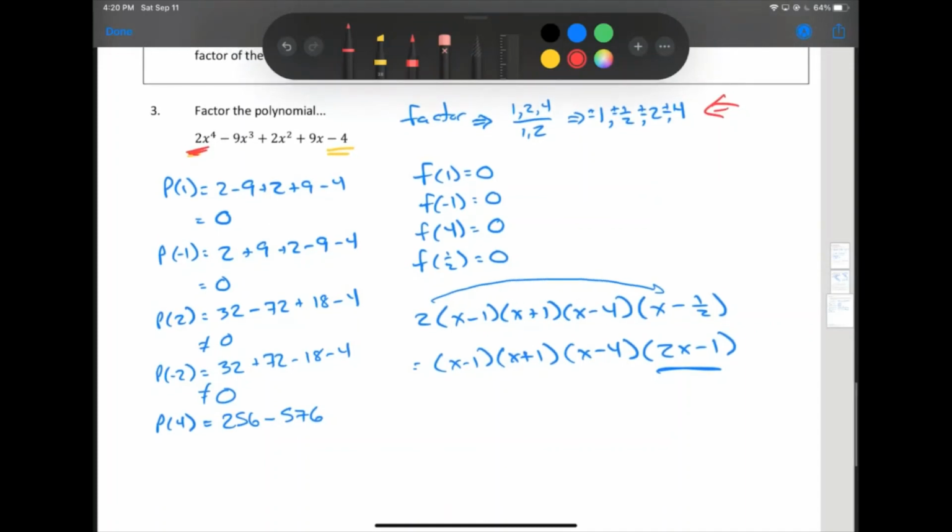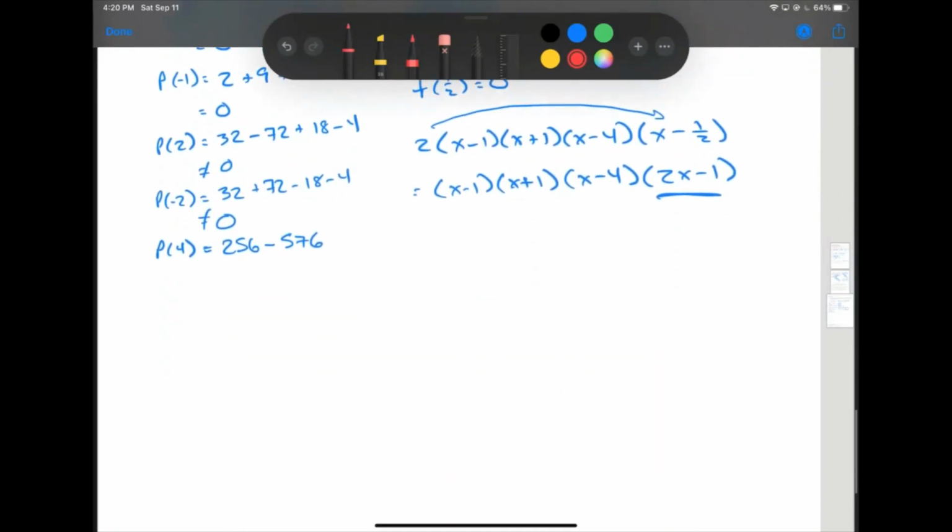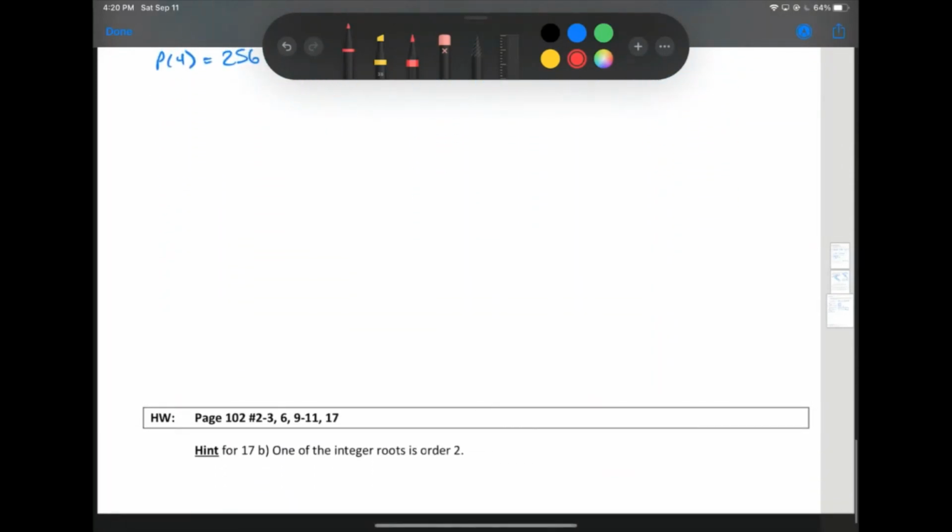You're not going to get any better at these unless you just try some. So that's what I would like you to do now. And I did mention one hint, and that's that for 17b, one of the integer roots is order 2, which means that if you try to find all of the roots, you're going to have to do long division at some point because you don't know which one it is until you've divided it out and see if it's still there again.